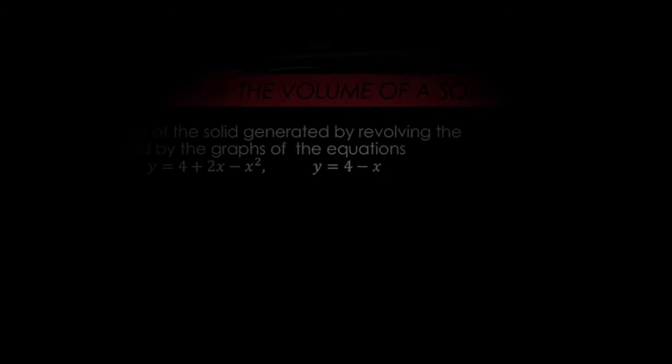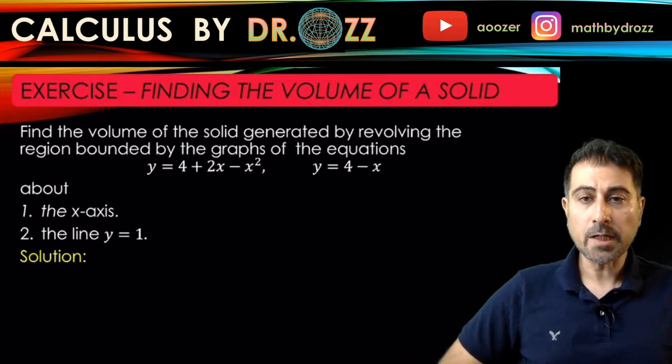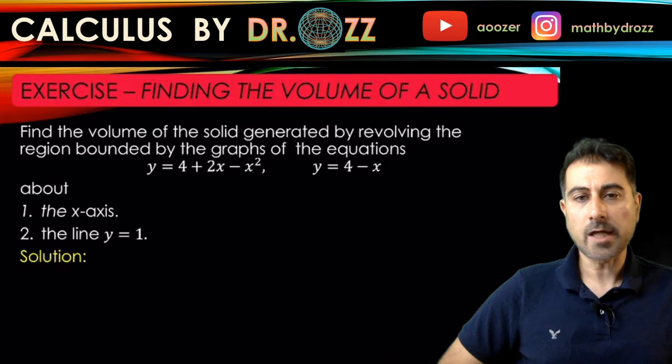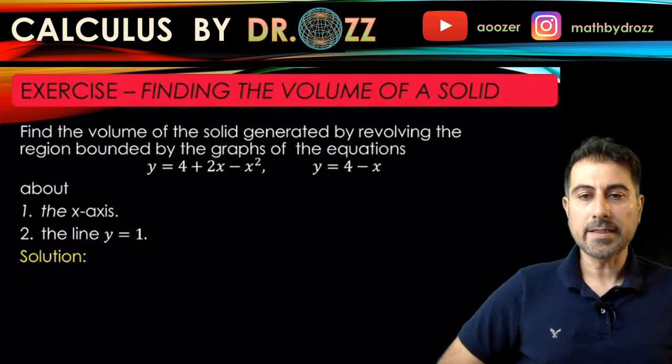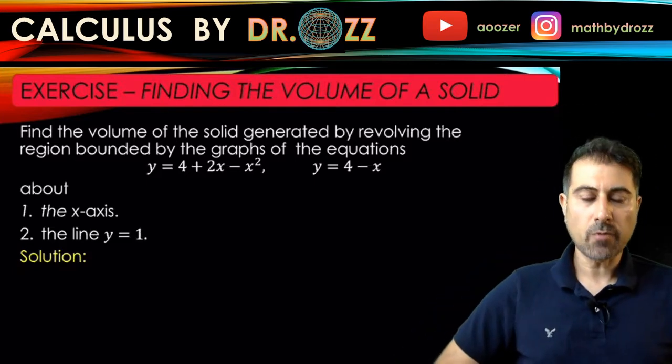All right, so we're given two equations, and apparently the graphs of these two equations bound the region mentioned in the problem. And what we're going to do is revolve that region about the x-axis in the first part of the exercise. And in the second part, we're going to revolve the region about the line y equals 1.